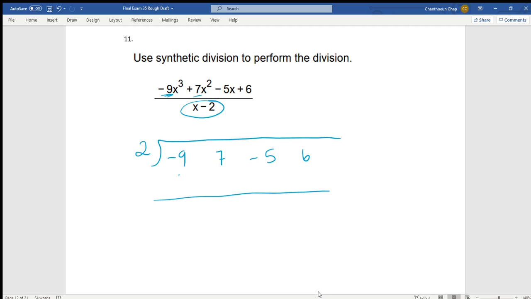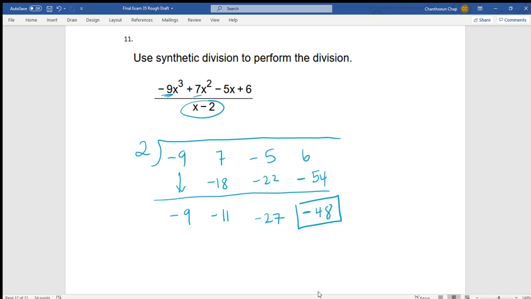We'll start by dropping the negative 9 and then multiplying. Negative 9 times 2 is negative 18. 7 plus negative 18 is negative 11. 2 times negative 11 is negative 22. Negative 5 plus negative 22 is negative 27. 2 times negative 27 is negative 54. And then we add 6 plus negative 54, which is negative 48.